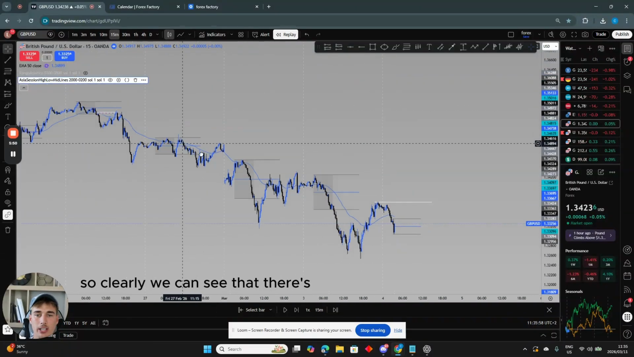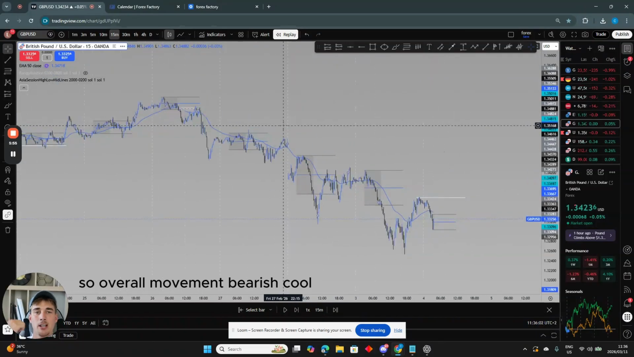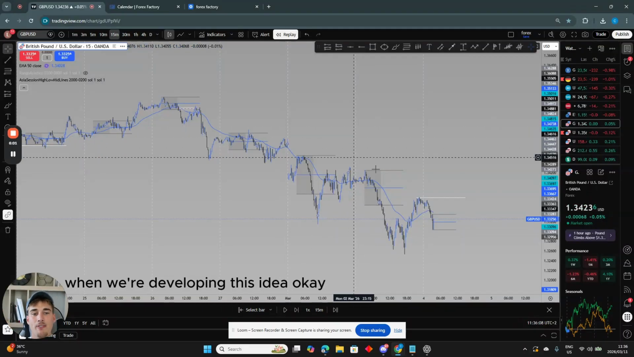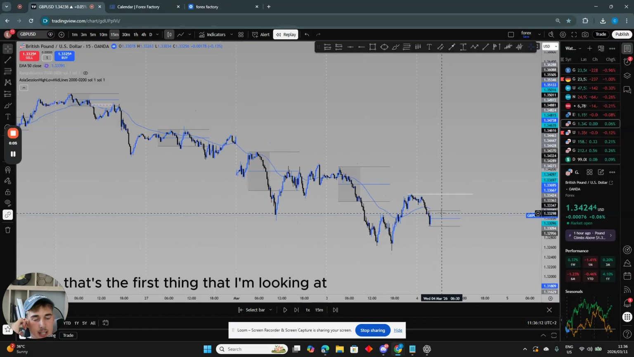So clearly we can see that there's bearish momentum coming into play here. So overall movement, bearish. Cool. Now this is either going to be a negative or positive confluence in our favor when we're developing this idea. That's the first thing that I'm looking at.